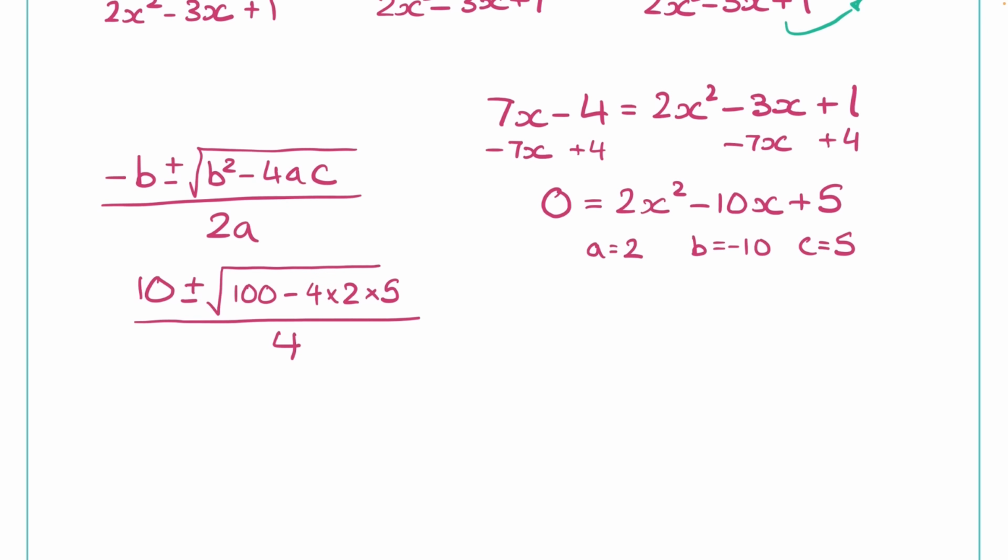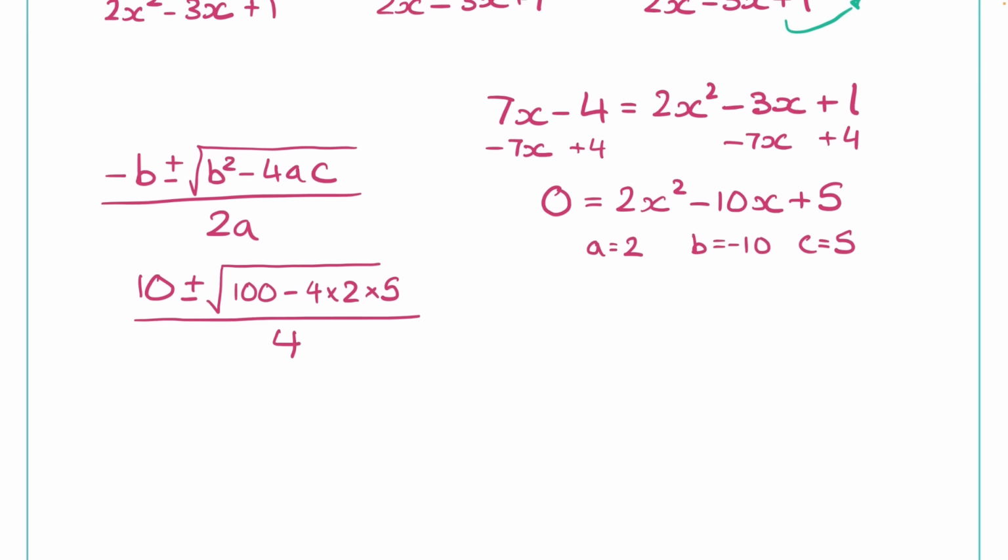Okay, we just need to simplify this. 4 on the bottom there because it's 2 times 2, so we have 10 plus or minus the square root of, and we have 100 minus 4 times 2 times 5. 4 times 2 is 8, times 5 is 40. So that is 100 minus 40, which is 60, and that's all over 4.